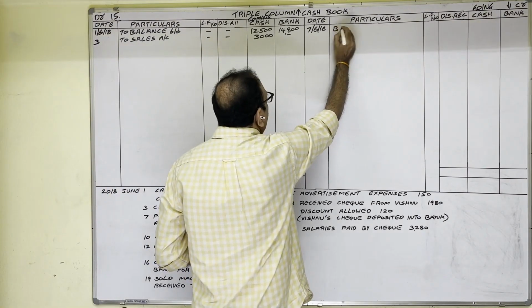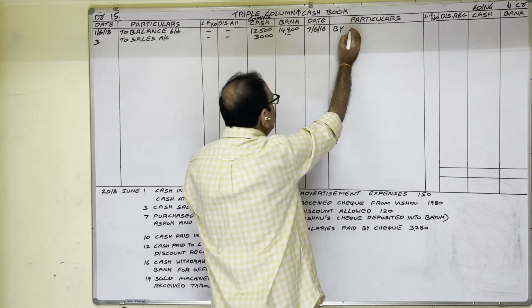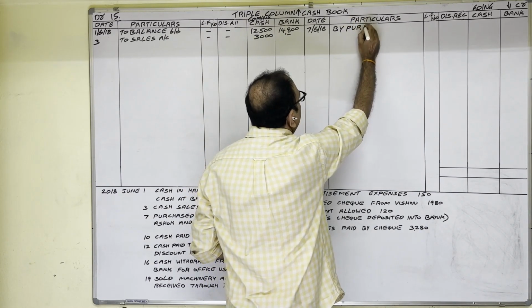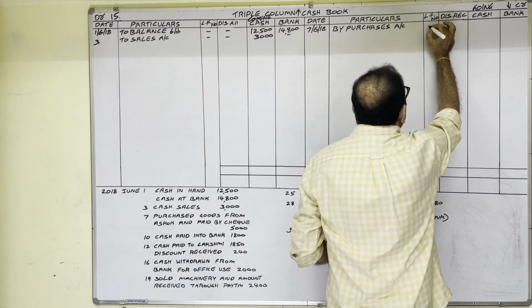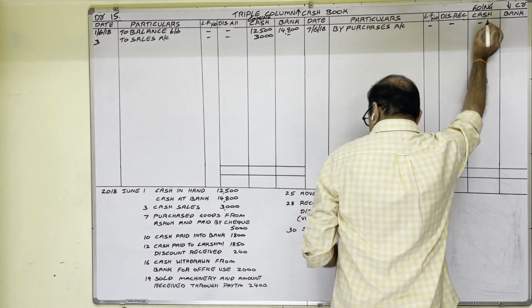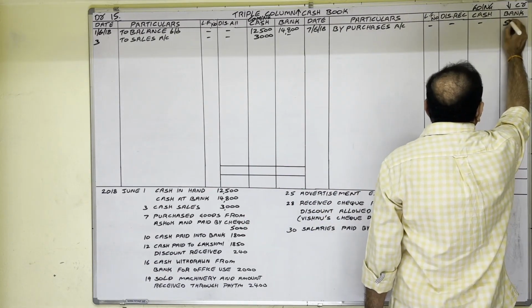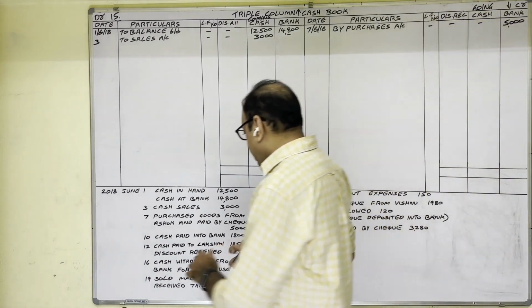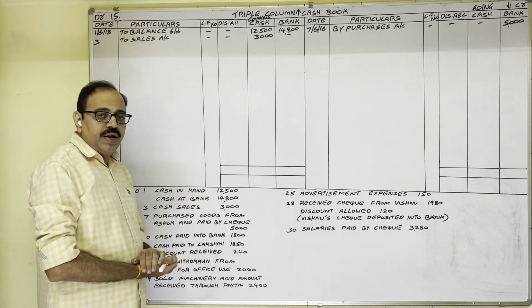Goods are purchased. When goods are sold, we wrote sales word. When goods are purchased, we should write purchases account. Credit side with 'by' we should start. In bank column, because bank balance is decreasing now, amount is 5,000 rupees. Next, 10th date. Cash paid into bank 1,800.